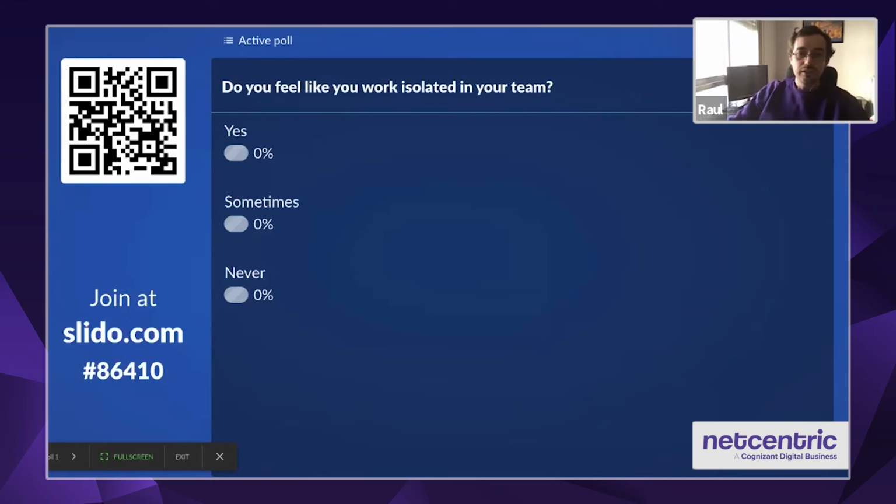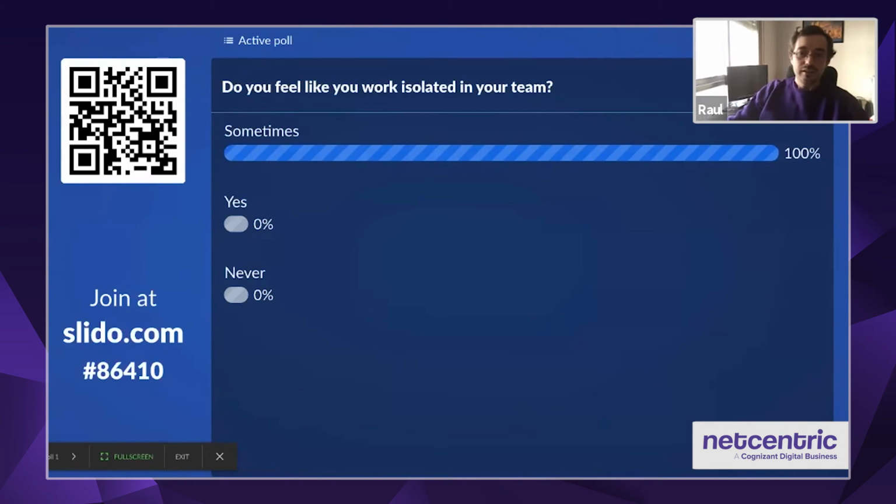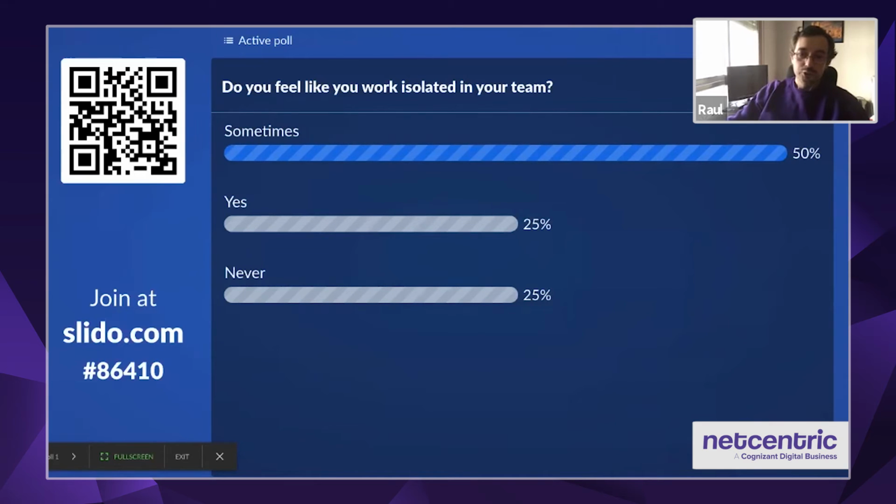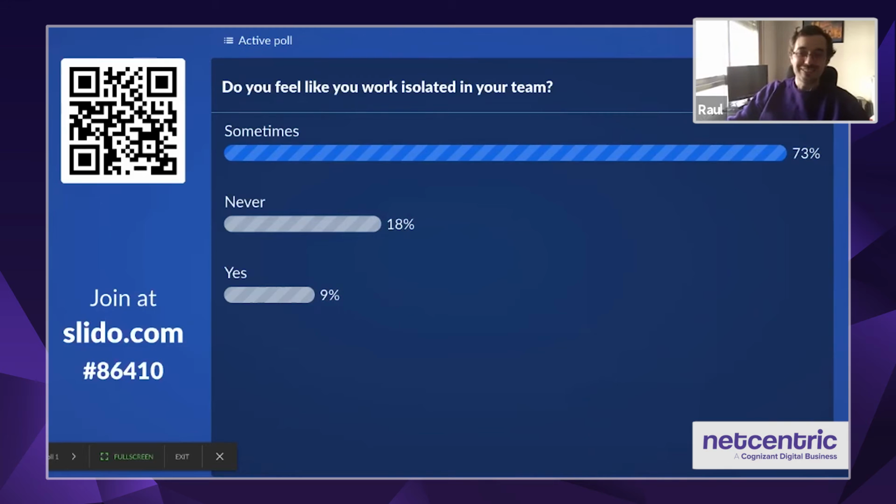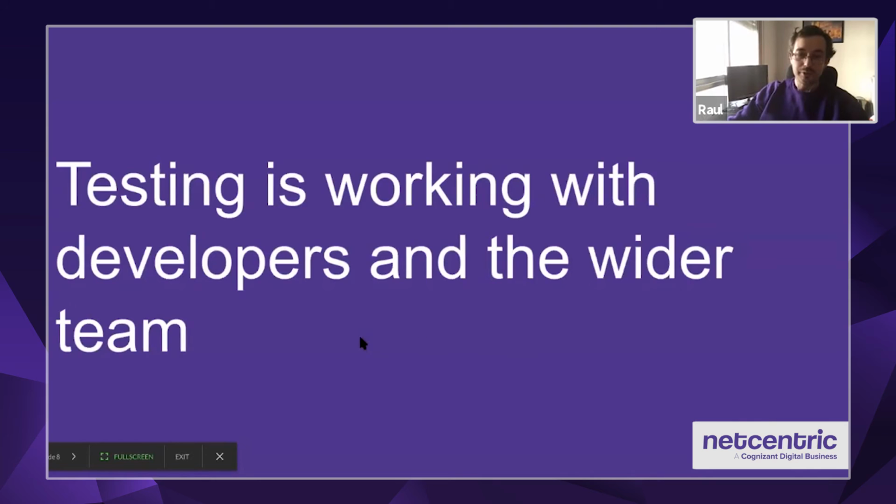Meanwhile, while the answers start getting in, let me tell you what I think it should happen. You need to be embedded in the team. That's the ideal scenario. Sometimes it's clearly winning. We can check on those numbers later, but yeah, the answer would be testing is working with developers and the wider team. That would be my preferred answer.